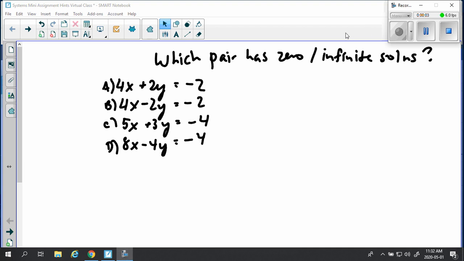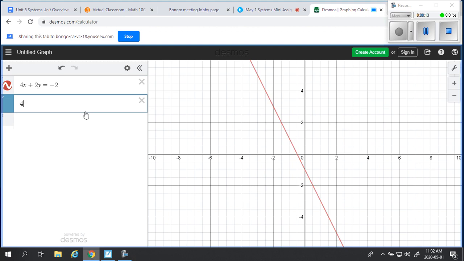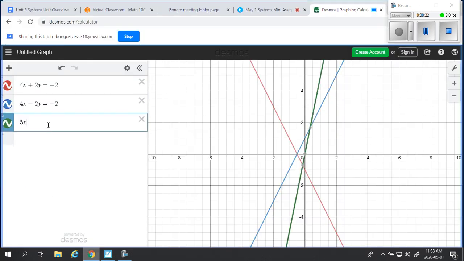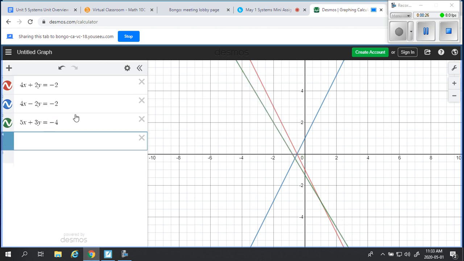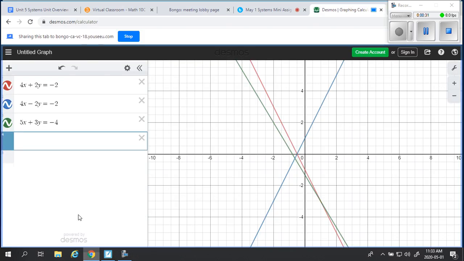Which pair has 0 or infinite solutions? Well, we could just put them all in Desmos and take a look. So we're going to put them in one by one. So 4x minus 2y is negative 2. The next one, 5x plus 3y is negative 4. And then the last one, 8x minus 4y is negative 4. Okay.